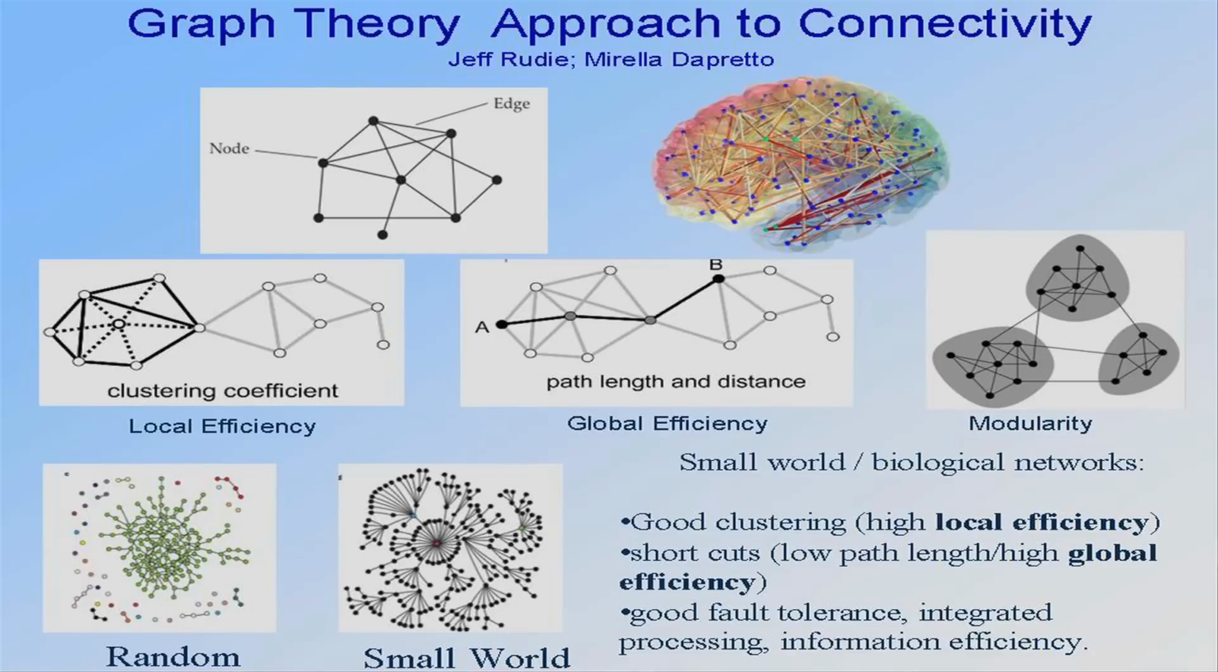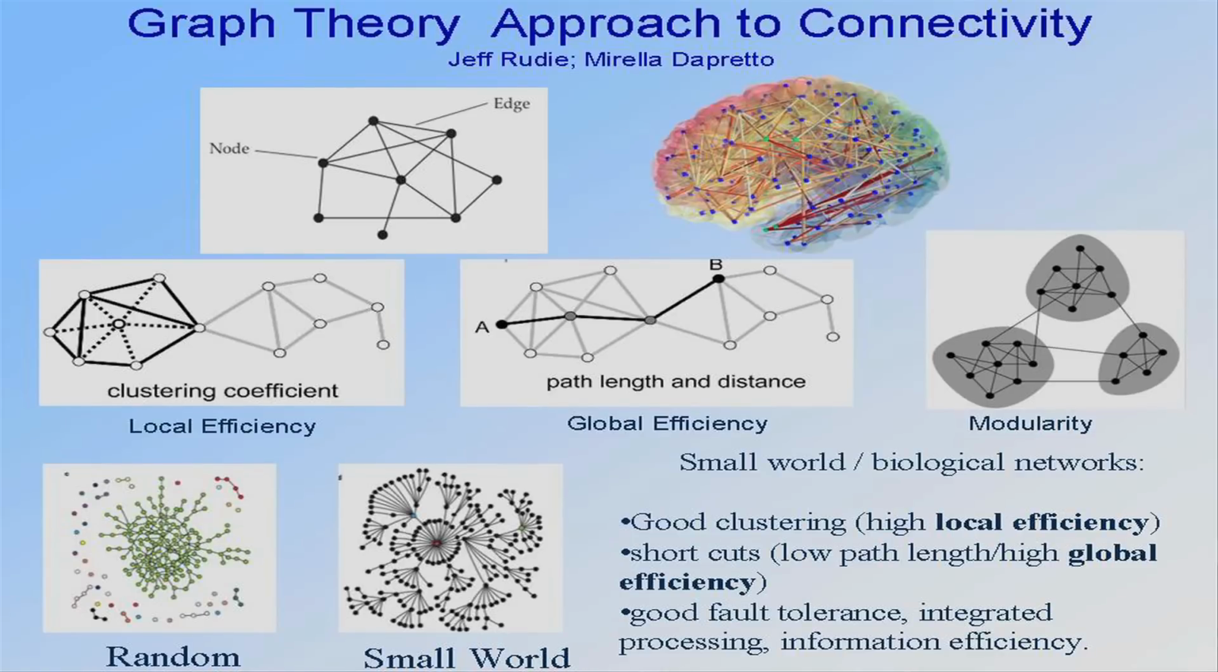For example, we have a language module in the brain, and there are lots of different language areas, but they all have to work together to make good language function. They have to be well connected with each other, and they have to be separate from other modules. So we call this modularity, and we could diagram it as something like this.